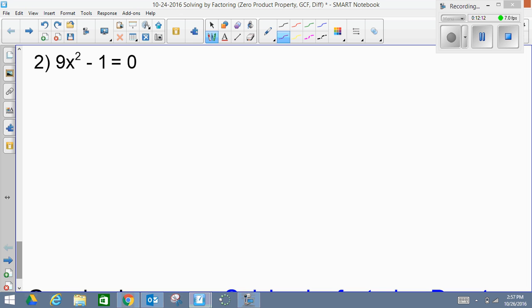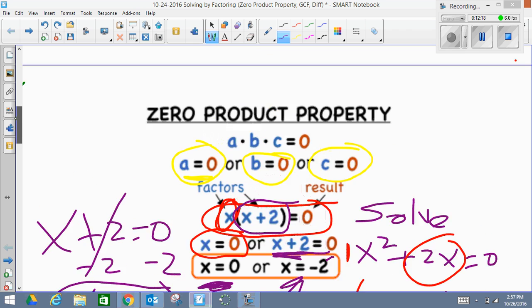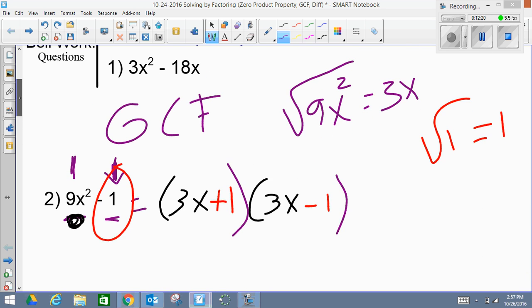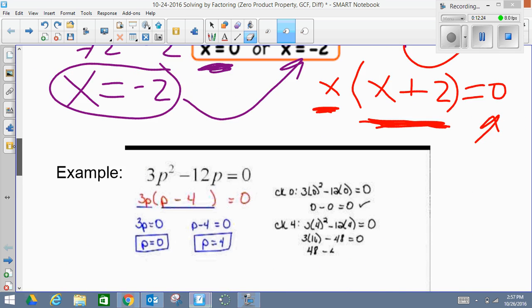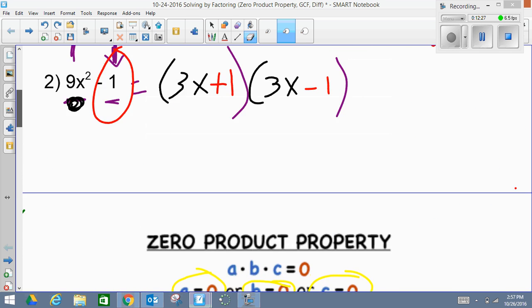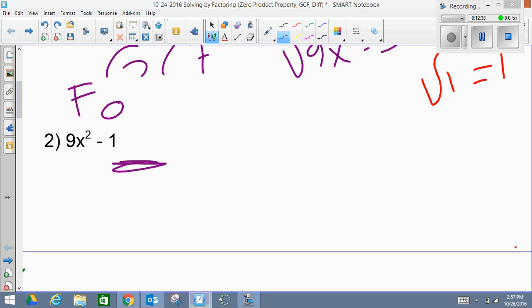I have 9x squared minus 1 equals 0. If you remember in the beginning of the video, my Bell work didn't have an equal to 0. My Bell work was just factor. Let me go back to my Bell work. Here, my example, 9x squared minus 1, there is no equal sign. So when this happens, the instruction is going to be factor. There's no equal whatsoever.